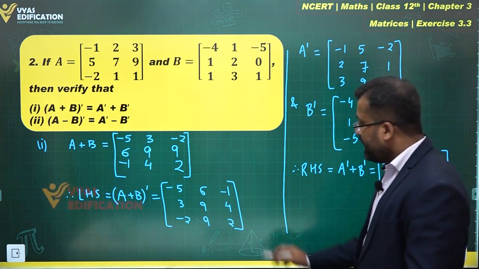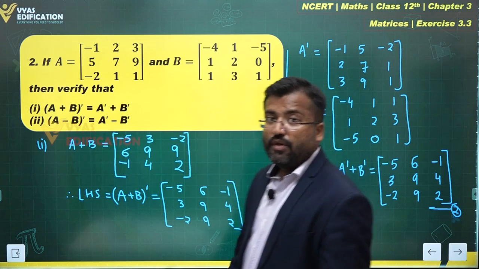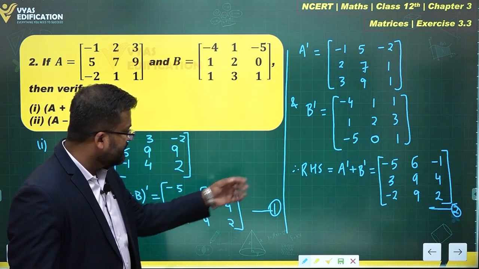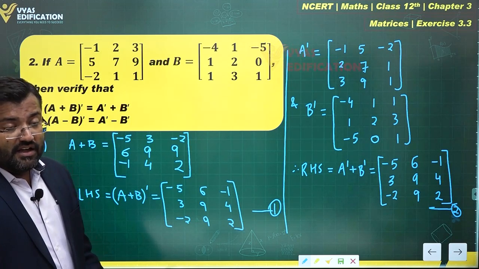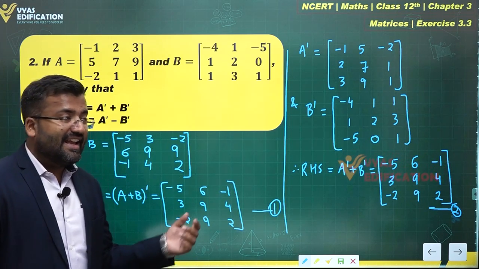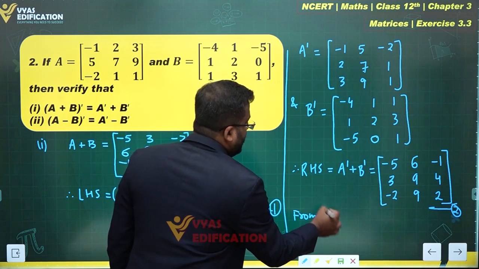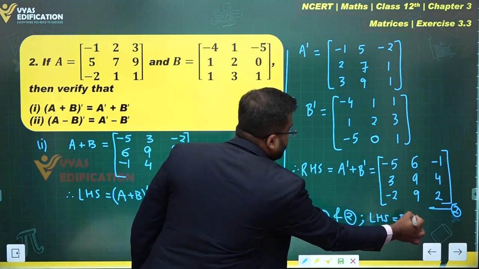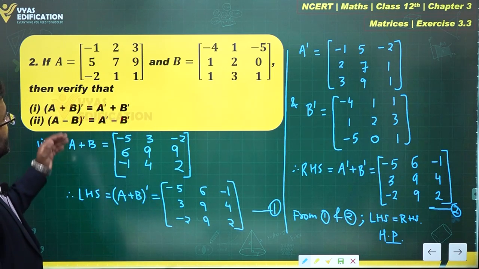Right? And compare equation 1 and equation 2. What can you observe from equation 1 and equation 2? Can you observe that this is minus 5, 6, minus 1. This is 3, 9, 4. This is minus 2, 9, 2. The two matrices obtained at the end of LHS and at the end of RHS, basically, LHS and RHS, the two matrices are actually same. So, from 1 and 2, you can comment that LHS is equal to RHS, hence that's all. Yes, that is all for this question, as you may clearly observe.